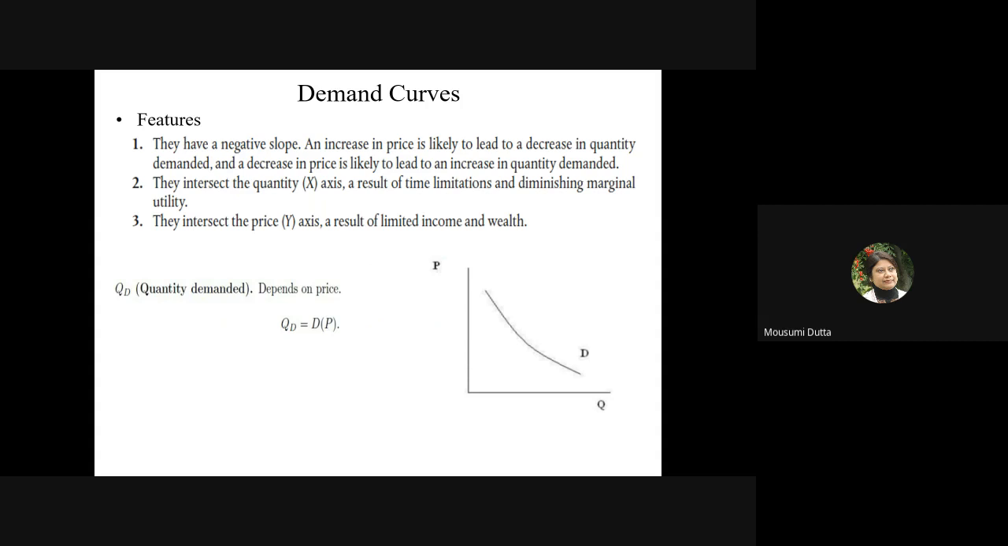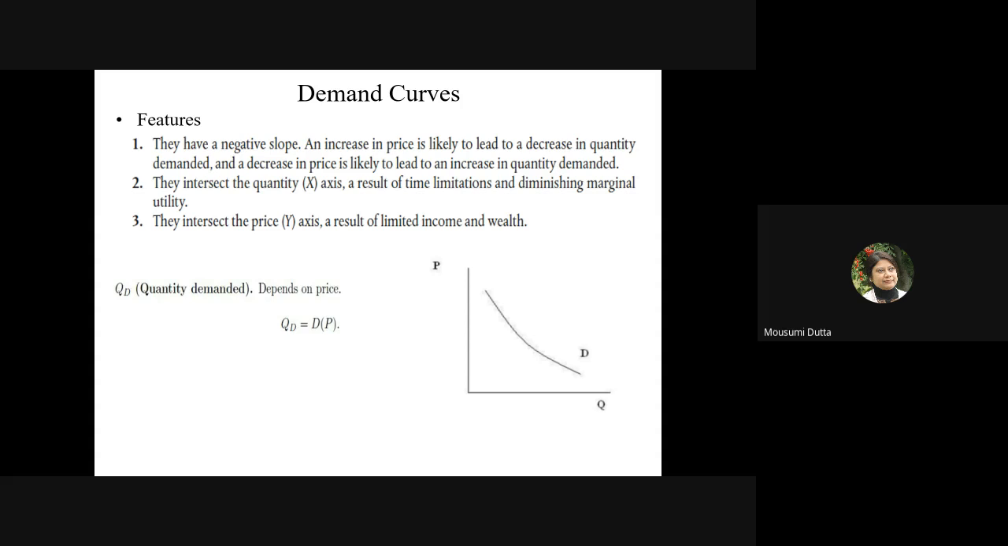Let's first consider the features of the demand curves. Demand curves are negatively sloped. It can be a straight line, it can be a curvilinear line, which will be negatively sloped. For simplicity, in almost the entire analysis you will find that we consider a linear curve. However, it can be non-linear as well.